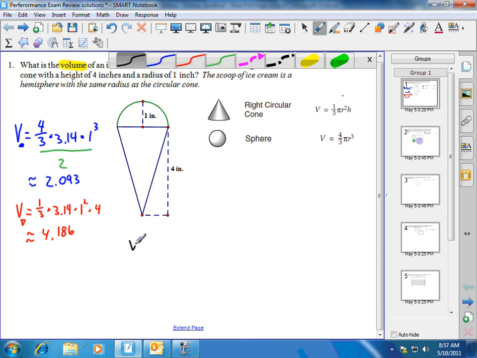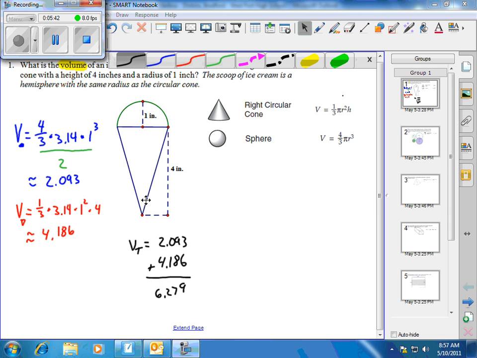So the total volume is 2.093 plus 4.186, and that gives us a sum of 6.279. If we rounded to the nearest hundredth, that'd be 6.28. To the nearest tenth, that would be 6.3.